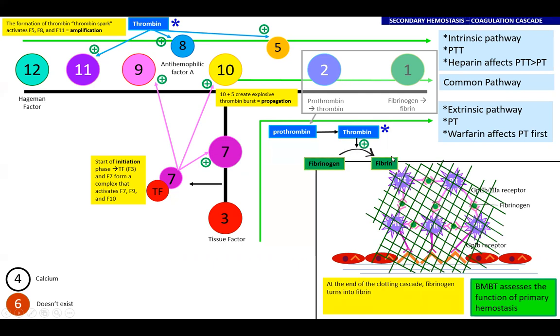Now we have enough thrombin that we can activate fibrinogen into fibrin. And remember in our primary platelet plug, we had our fibrinogen. Once the fibrinogen is activated into fibrin, additionally thrombin activates factor 13, which is fibrin stabilizing factor. So this causes the fibrin to cross-link. Now we have a very stable clot. And so that's kind of the end point of our coagulation.